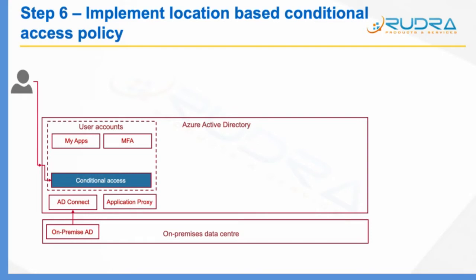So first of all, user will be able to successfully log in into Azure Active Directory, then only conditional access policies are applied. So it is very important for you to remember conditional access policy is not a first line of defense. Now let me go into Azure portal in order to configure this location-based conditional access policy.